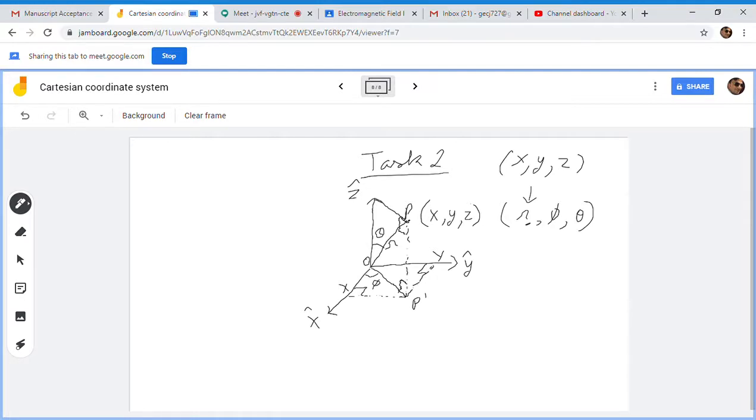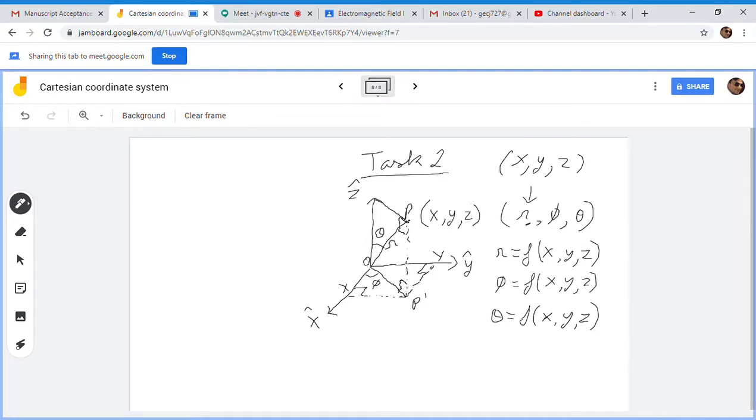Okay, so it is very simple. You have to determine r as a function of x, y and z, phi as a function of x, y and z, theta as a function of x, y and z. Okay, so how do you do this?